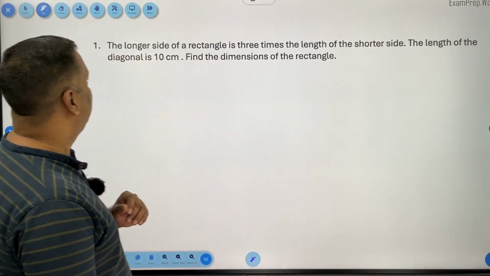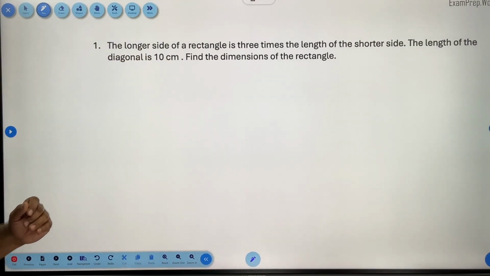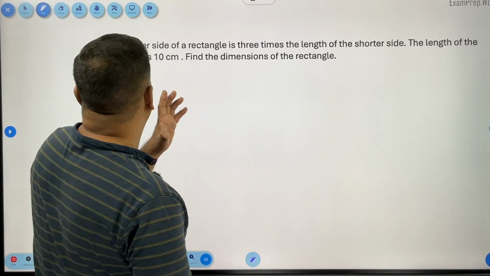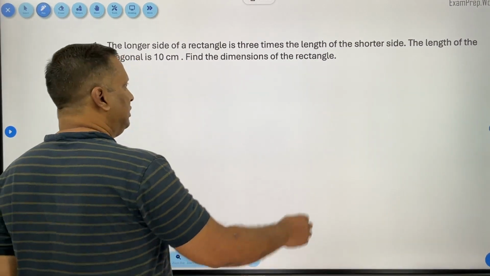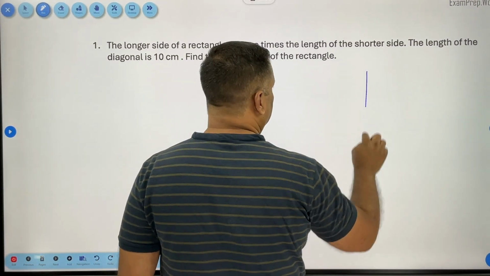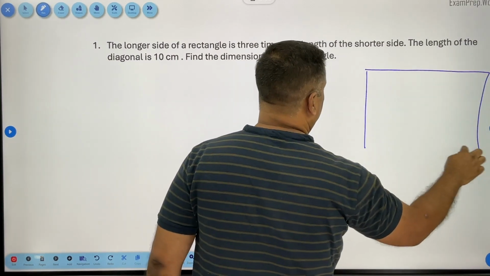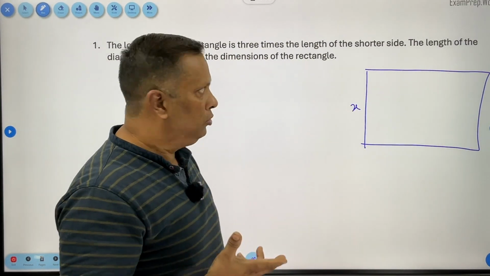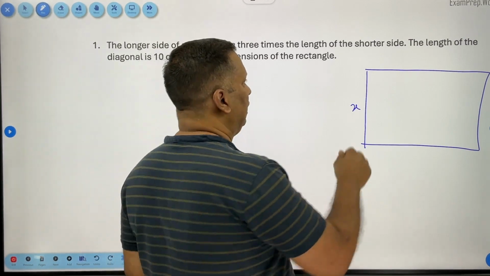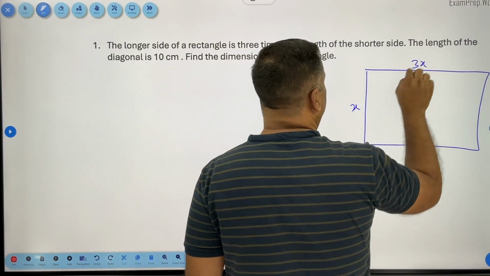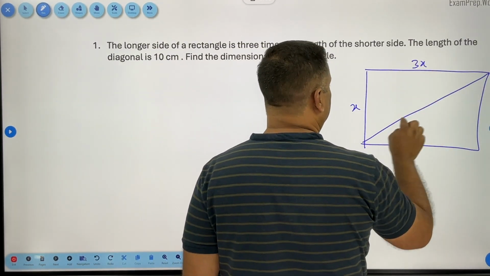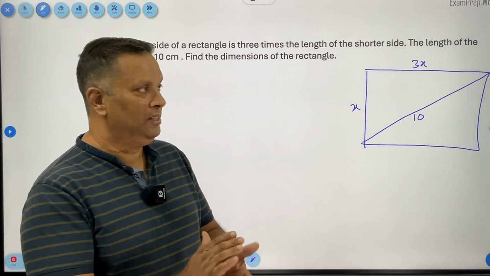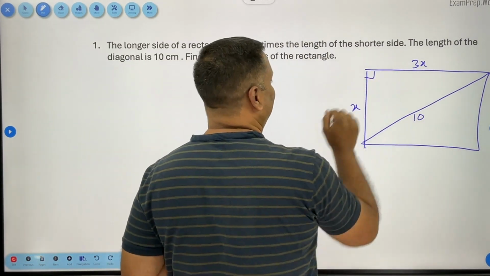So here we are with the first question. The longer side of a rectangle is 3 times the length of the shorter side. That means there is a rectangle. Let the shorter side be x. So the longer side is 3 times the length of the shorter side, 3x, and the diagonal they say is 10. Do you see your right angle triangle? Yes, here is your right angle triangle.